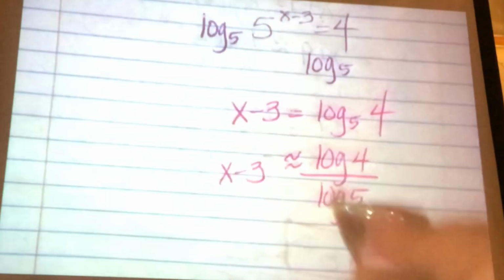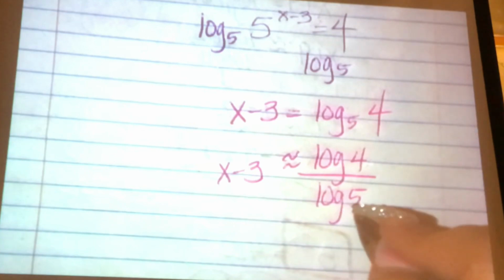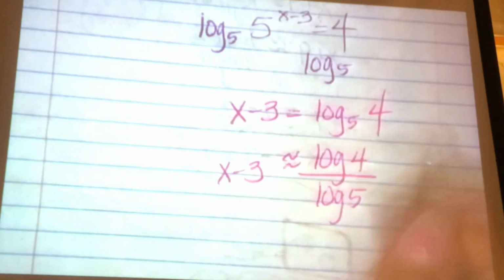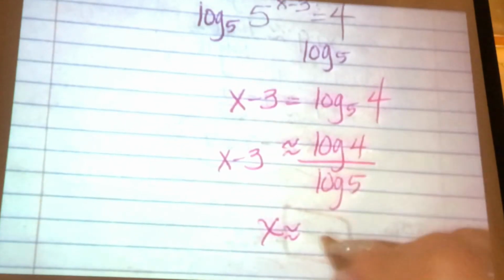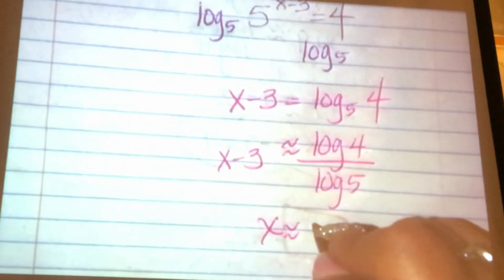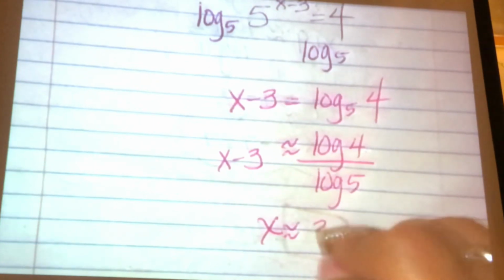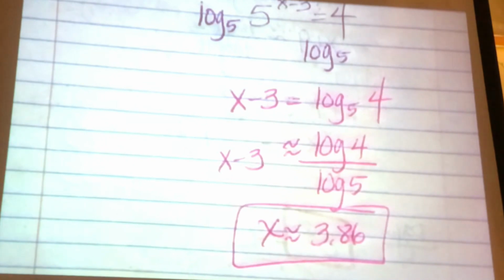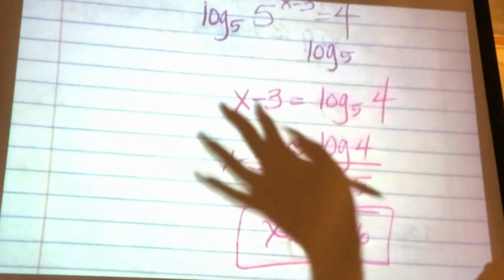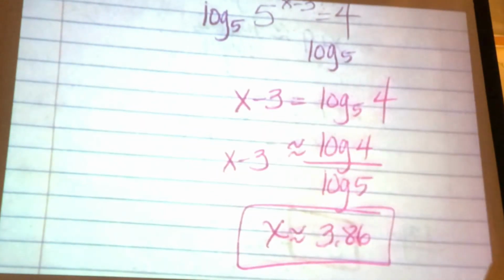Noah, what'd you get? Log of 4 divided by log of 5 and then add 3. Approximately 3.86? I'm not doubting you. I just can't hear you. 3.86? Okay. Everybody get that? So if there's action happening all around, I can't log yet until I clear that up first.